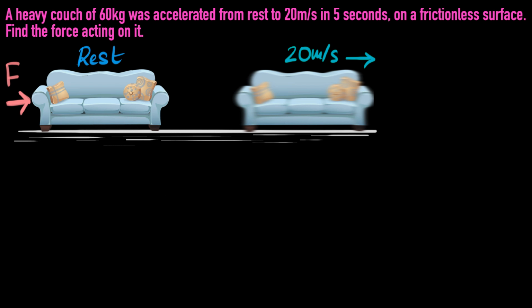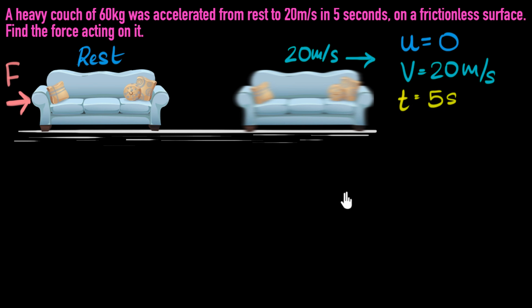All right, so let's talk about what's given to us. It's given that initially the couch was at rest. And so its initial velocity is 0. And usually we choose u as a letter for initial velocity, so u is 0. We also know after 5 seconds, it has a final velocity of 20 meters per second. So time is also given to us. Time is 5 seconds. What else are we given? Well, we are given the mass of that couch. So m is 60 kilograms. And we need to calculate what the force is.